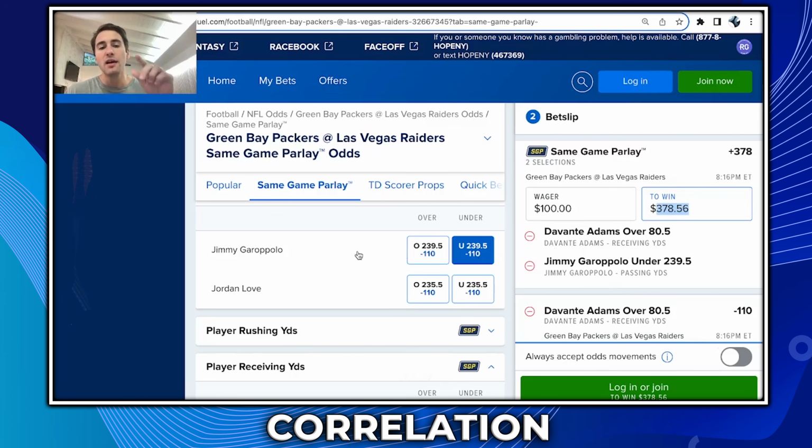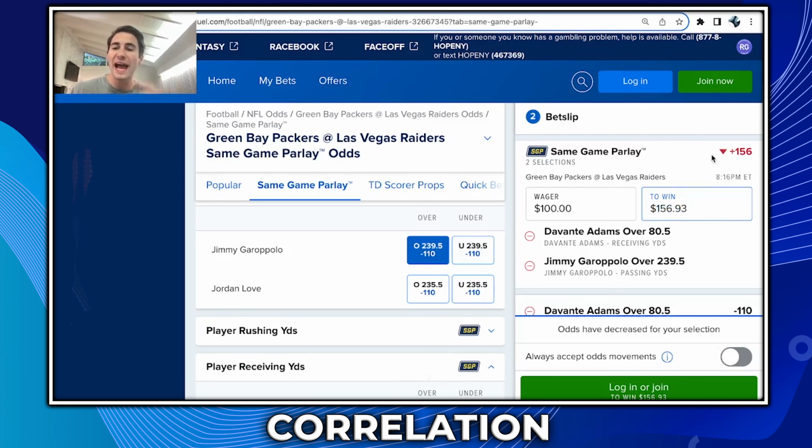Now you'll notice FanDuel has the same odds on Jimmy G's over and his under, right? Both are priced at minus 110 odds. But if I switch from the under to the over, FanDuel drastically reduces the payout to plus 156 odds. So FanDuel is pricing in correlation. If I take a quarterback to go over and the receiver to go over, these plays are positively correlated. So FanDuel drastically reduces the payout to plus 156 odds. Whereas if I take over and under, negatively correlated play, they give me plus 378.